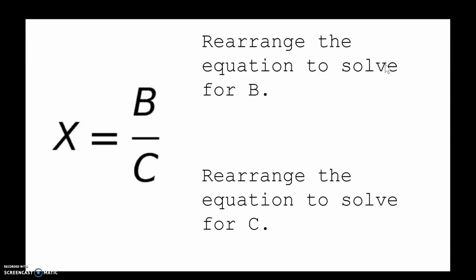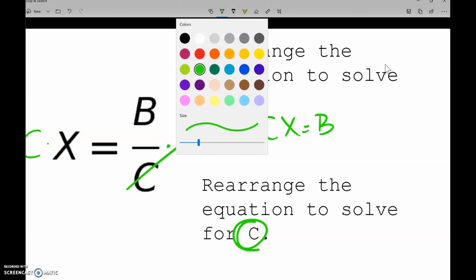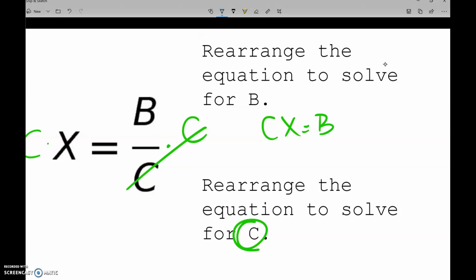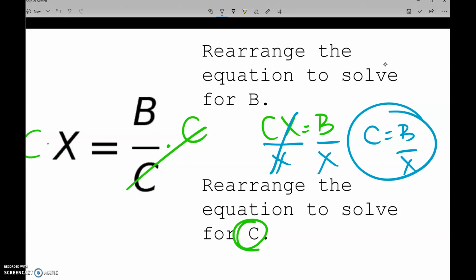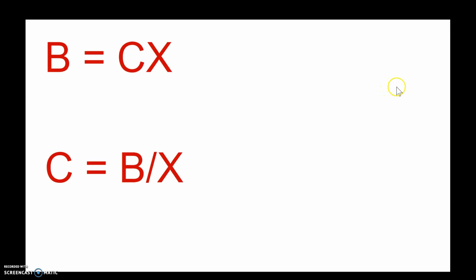Okay, the next one, we're using the same equation, but this time we're solving for C. And this is the thing that throws students off the most, when you have a denominator. So get rid of that first. You're going to multiply by C on both sides. So now we have CX equals B. To get C all by itself, you're going to do the opposite of what it's doing. It's multiplying, so we're going to divide because it's opposite. So you're going to divide by X on both sides. Now you have C equals B divided by X as your rearranged equation. Okay, and there are your answers if you're doing this at home.